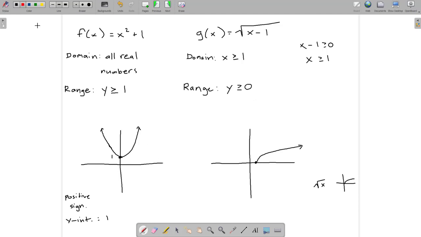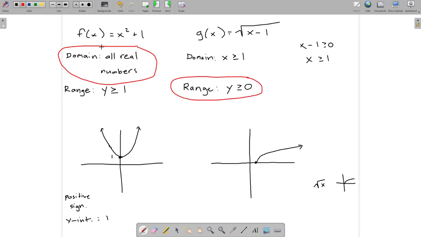And so remember that we wanted this domain here to match with the range. The domain of f has to match with the range of f inverse, and the domain of f inverse has to match with the range of f. It goes both ways. And so this domain and this range actually match up. They're both greater than or equal to 1, so that's fine. But the domain here is all real numbers, whereas the range here is only greater than or equal to 0.